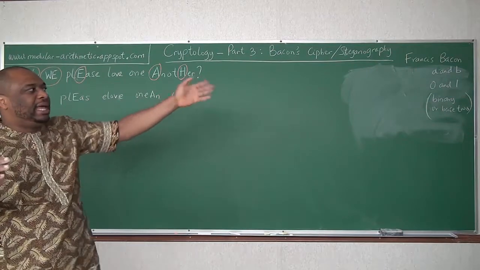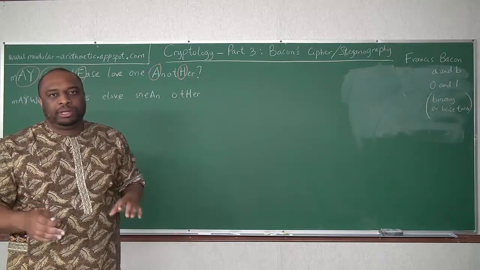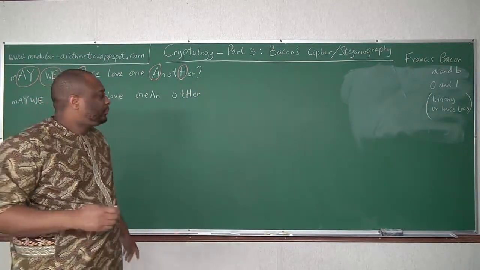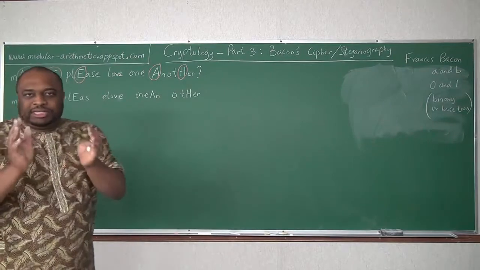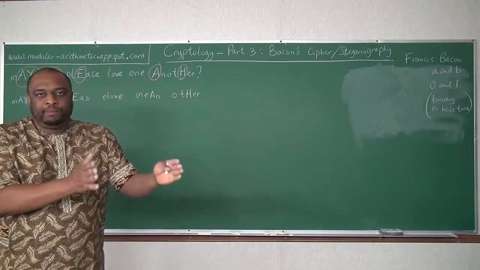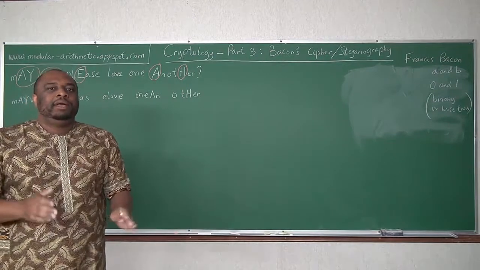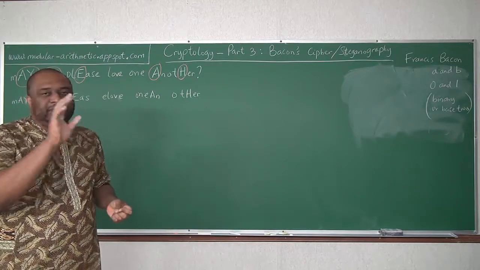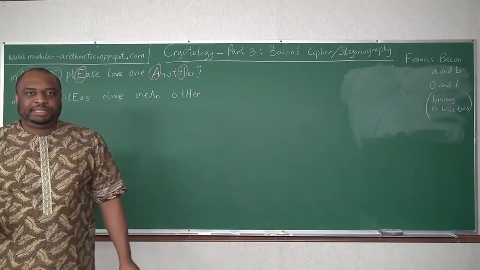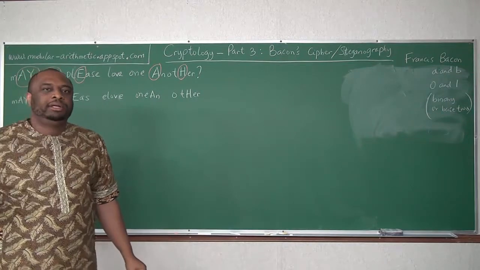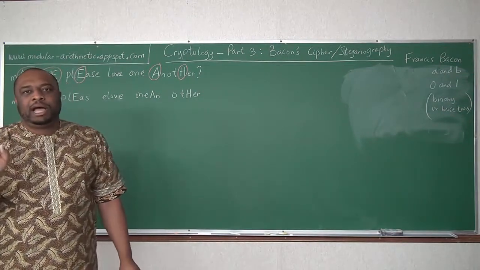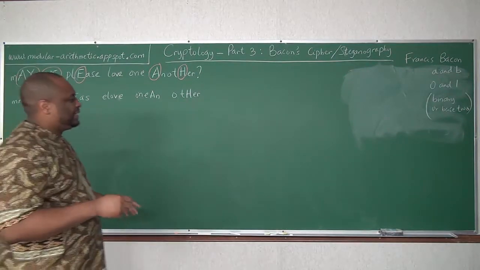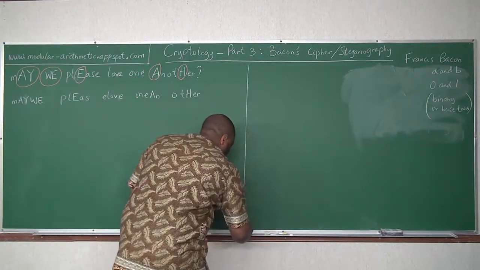Now, Bacon used A and B, but we are going to use 0 and 1, binary, base 2. So here you just get it in 5-5, because with Bacon cipher, it uses 5 binary digits for each letter of the alphabet. So, for instance, see what I'm talking about.